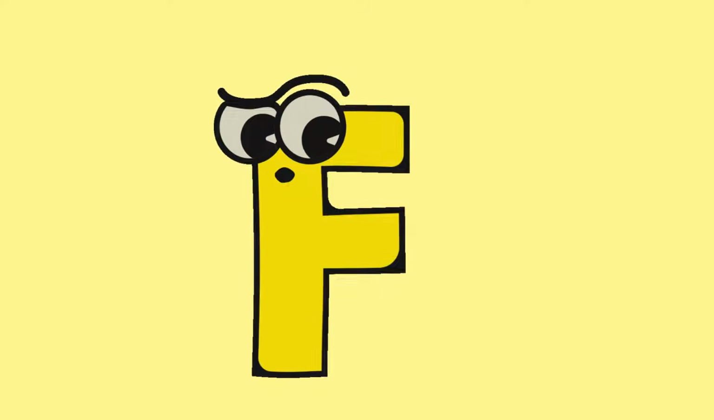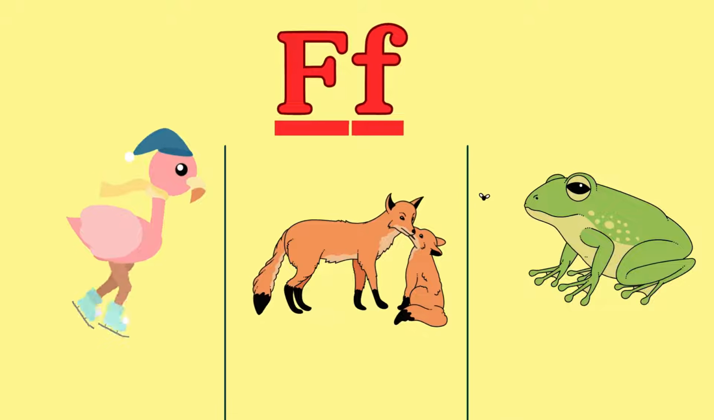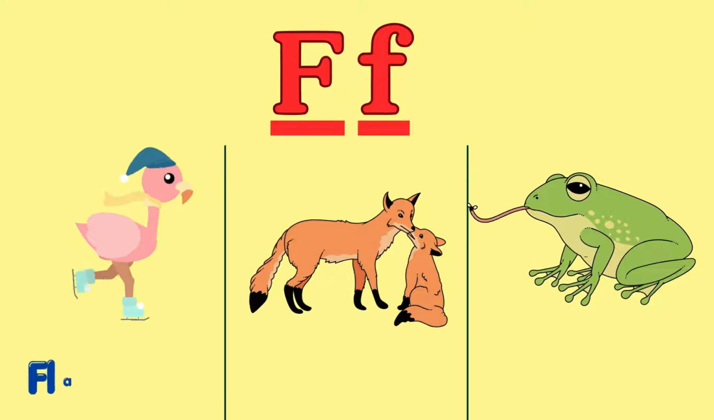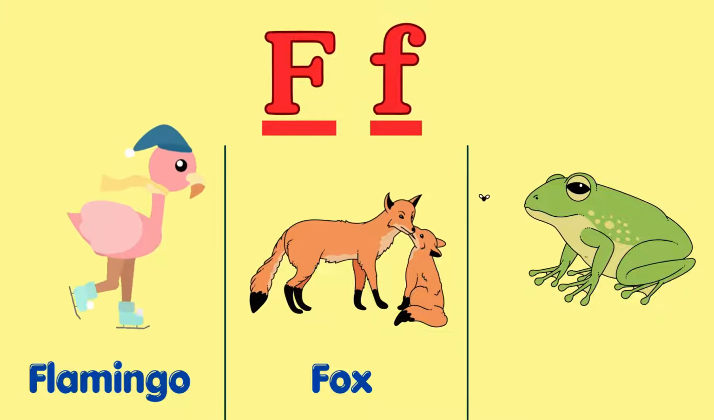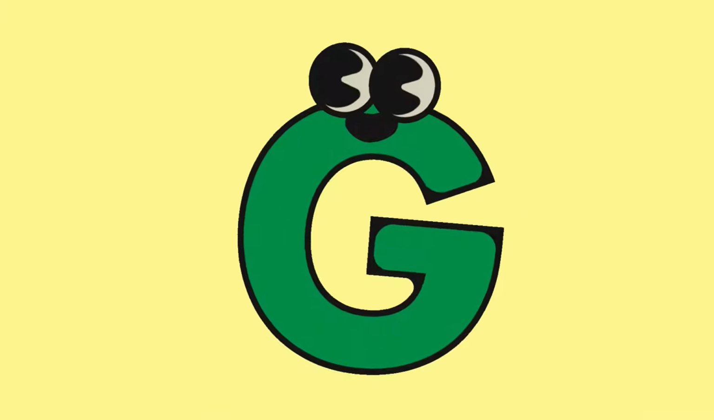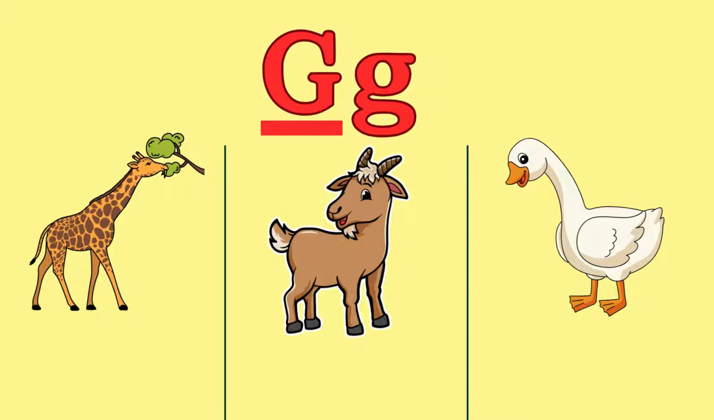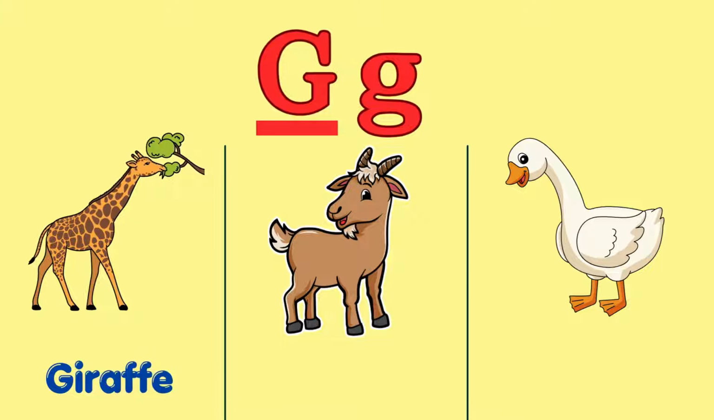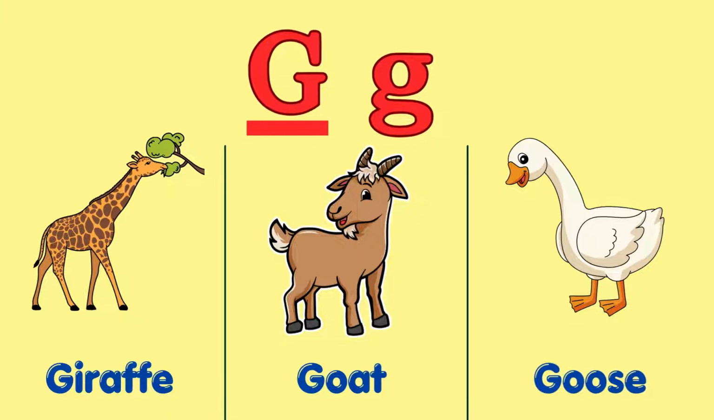Letter F. F is for flamingo, fox, frog. Letter G. G is for giraffe, goat, goose.